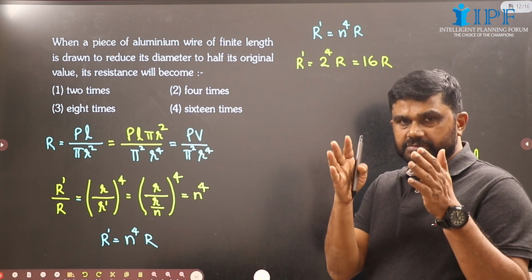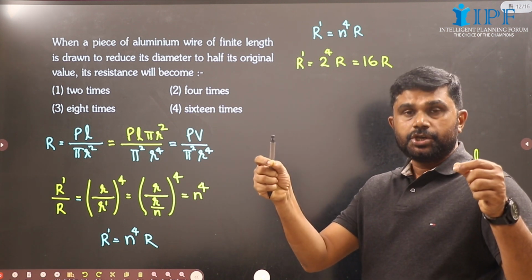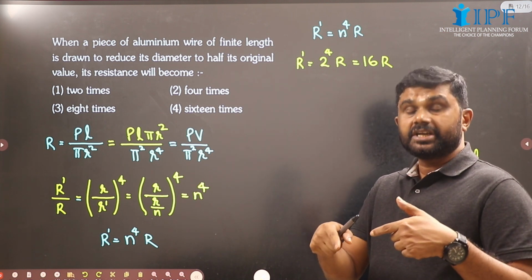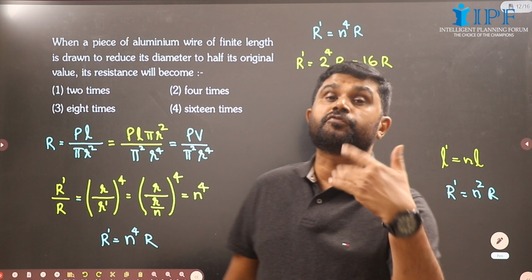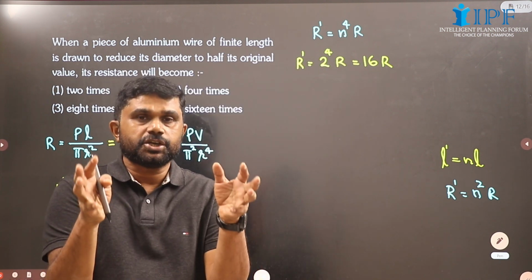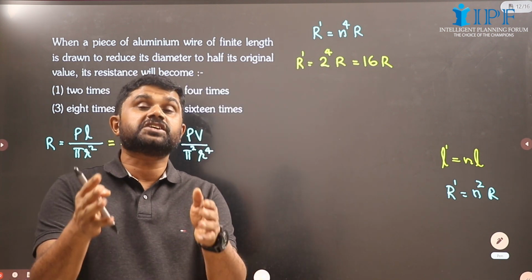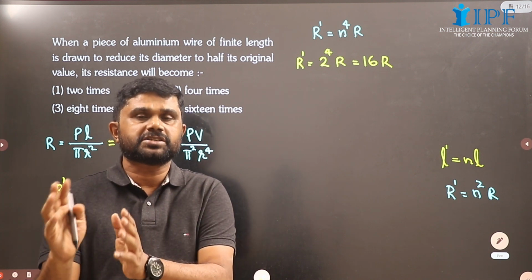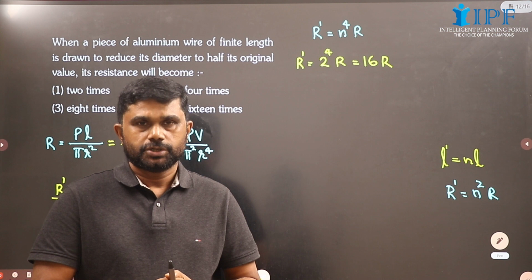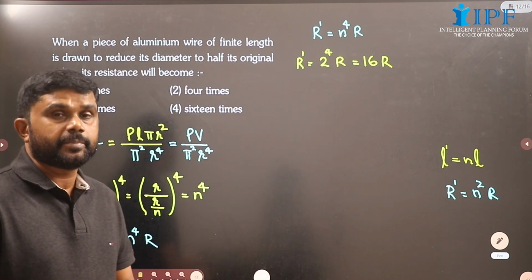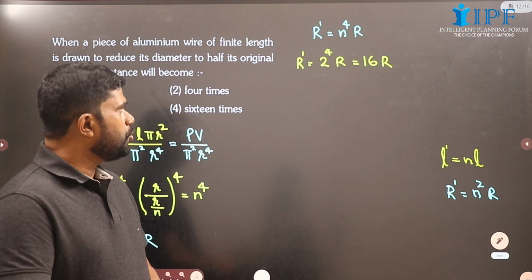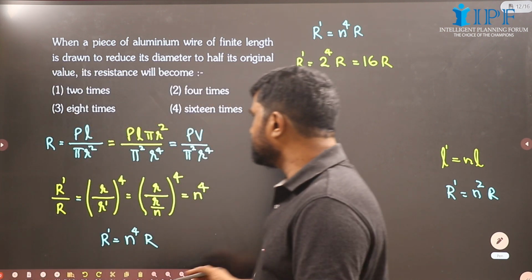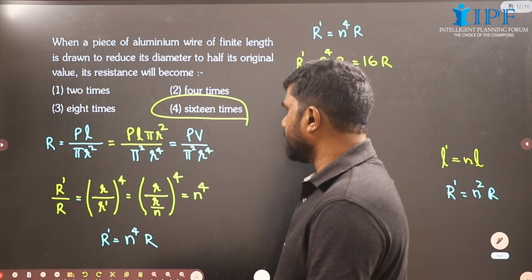See, when a uniform cylindrical wire is stretched uniformly so that the radius becomes 1 by n, then the resistance will become n raised to 4 times. Here it is stretched uniformly so that the radius becomes half, meaning 1 by n is 1 by 2. So n equals 2, and the resistance will become n raised to 4 times, meaning 2 raised to 4 times, or 16R. Okay, 16R means 16 times.